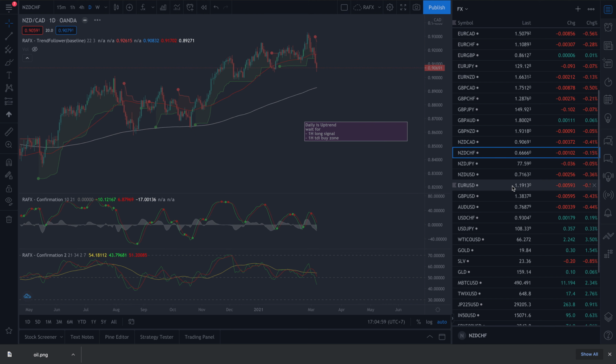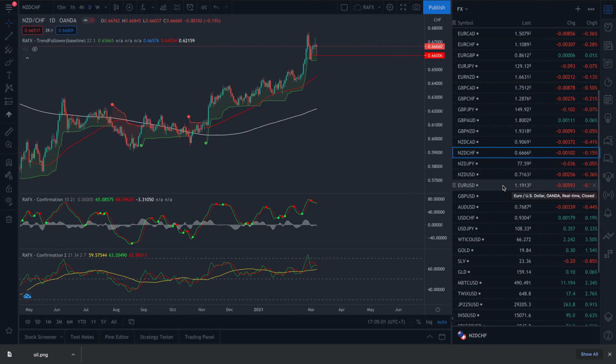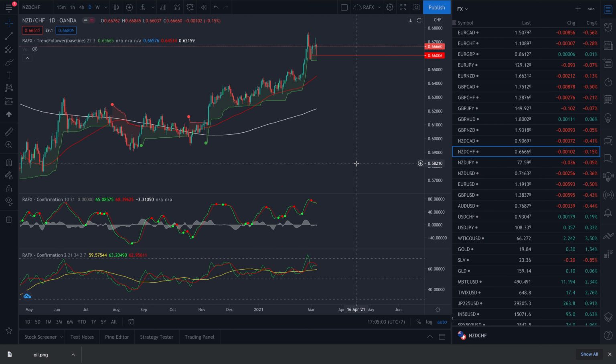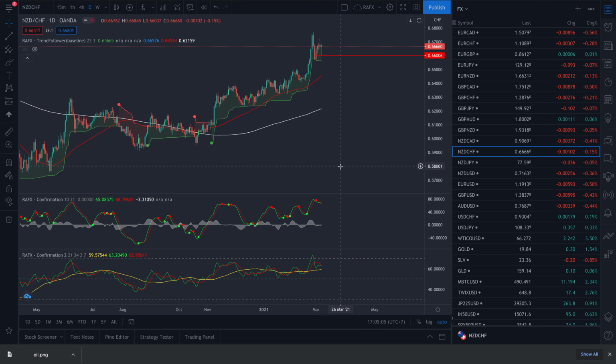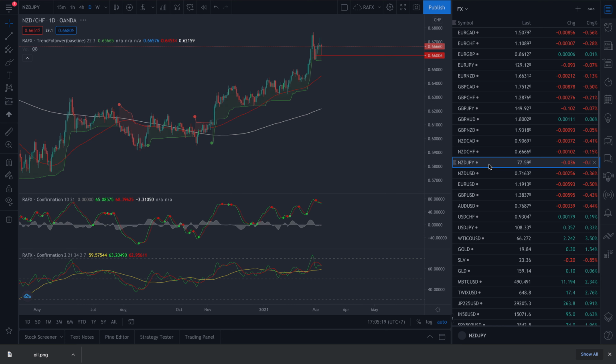Okay, so next is NZD CHF. So we are going to pass here because, even though we know that NZD CHF is in a long and in an uptrend, we have to wait for the price to go back down in here. Okay, so we have to pass on that.